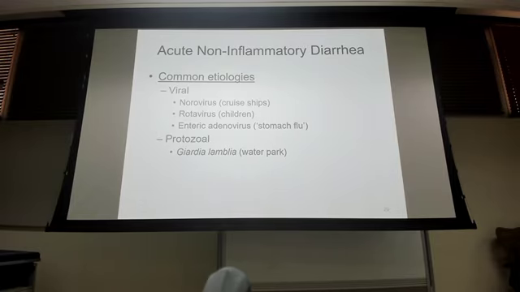Common etiologies: acute non-inflammatory, viral, cruise ships, it's on the news like every other week. Hundreds of passengers, near the toilet, having a viral illness. Rotavirus, passed amongst children. Enteric adenovirus, stomach flu. And then Giardia, normally you'll see that. Your stem will say like, went camping, went to a water park for Giardia. But these are all non-inflammatory acute causes. Like I said, mostly viral. There's that one protozoa there.